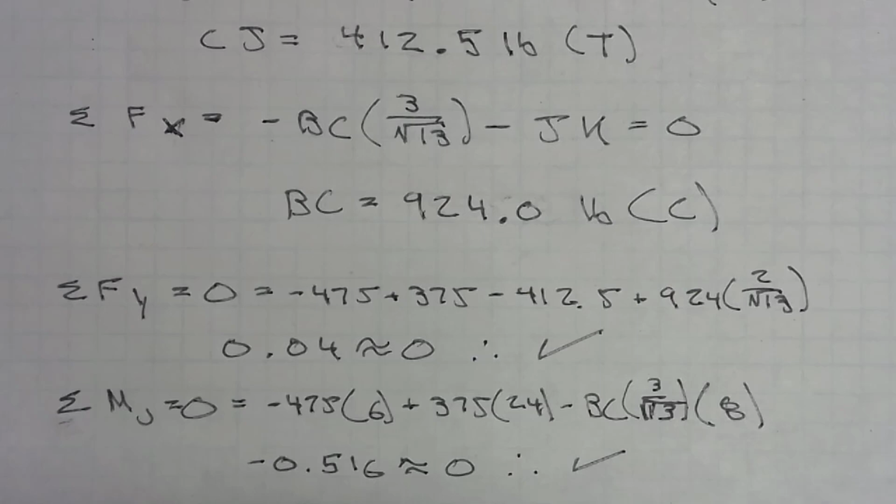in compression. Next, I move on to the summation of forces in the Y as a check. You could even jump right to here as well, and I get 0.04, plugging in all the numbers I came up with, and that's close enough, especially since we're really reporting to the nearest pound. And if I were to carry over more digits, that would be even closer and closer to 0.